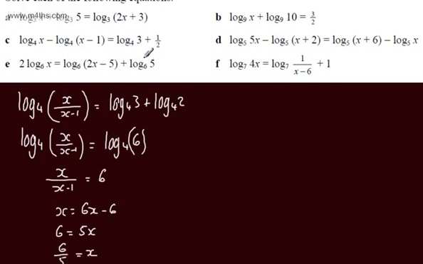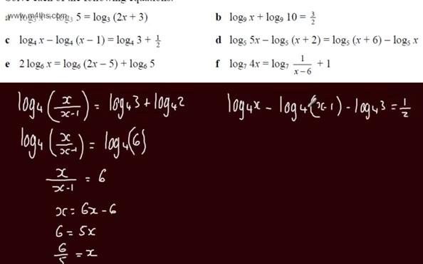And if you want to work it out, you can show that. Alternatively, we could have just left this as 1/2 and subtracted the quantity log to the base 4 of 3 from both sides. So if I did it this way, I'd have log to the base 4 of x minus log to the base 4 of x minus 1 minus log to the base 4 of 3 is equal to 1/2.